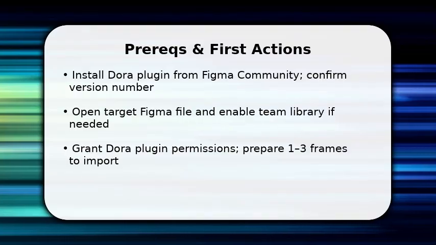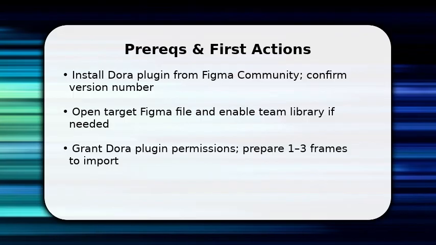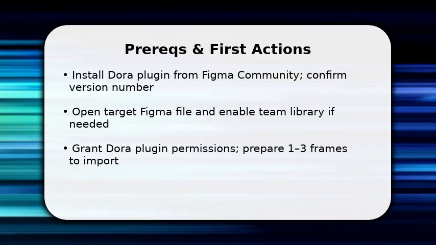You already have Figma open and Dora installed. Start now by granting the plugin permissions so it can access your file. Next, pick 1 to 3 representative frames you want Dora to work with and make sure layers are named logically. Once done, run Dora from the Plugins menu and choose Import Data.